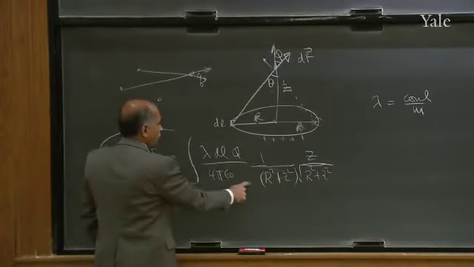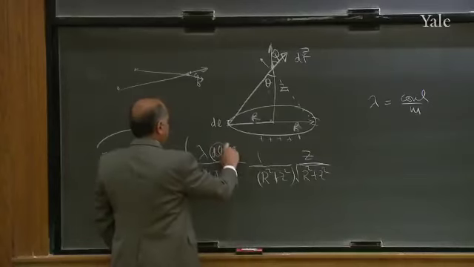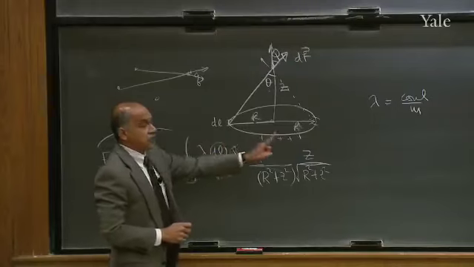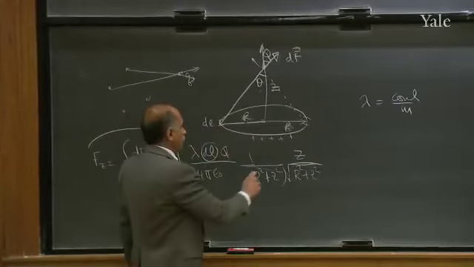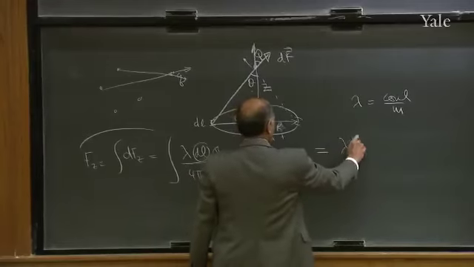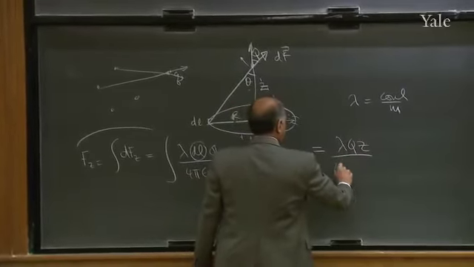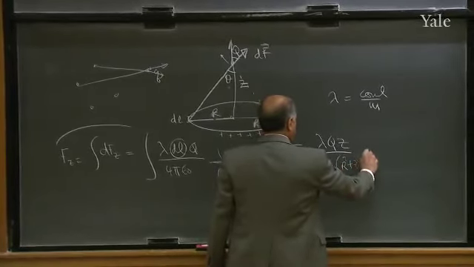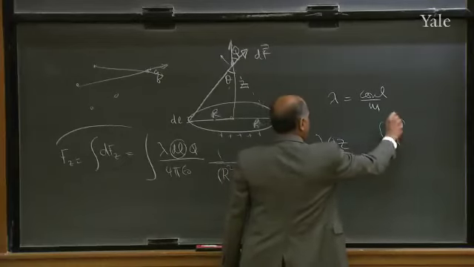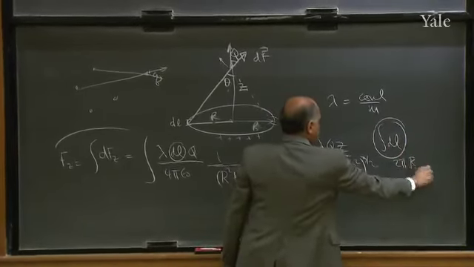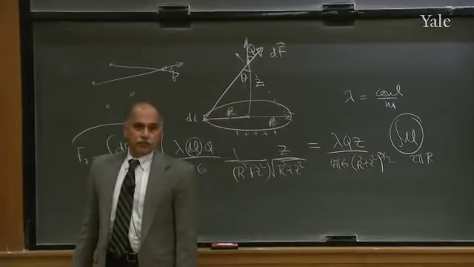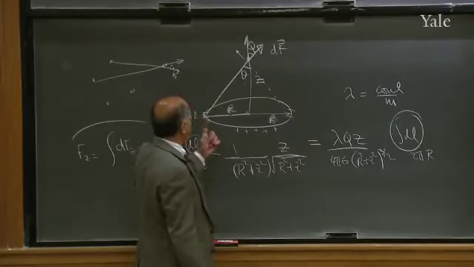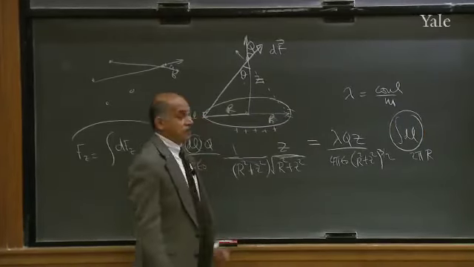Lambda, q, all these are constants. r, z, everything is a constant. You have to add all the dl's. If you add all the dl's, you will get the circumference. In other words, this is going to be lambda q z divided by 4 pi epsilon 0 times (r squared plus z squared) to the 3 over 2, times the integral of dl. The integral of dl is just 2 pi r. Every one of them is making an equal contribution, so the integrand doesn't depend on where you are in the circle, so you're just measuring the length of the circle.